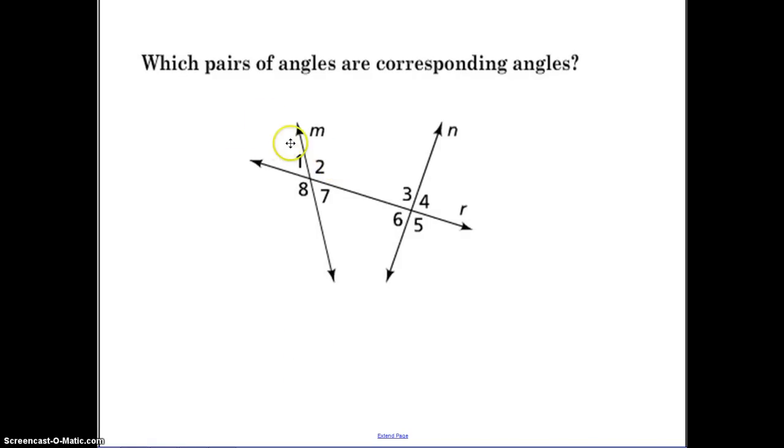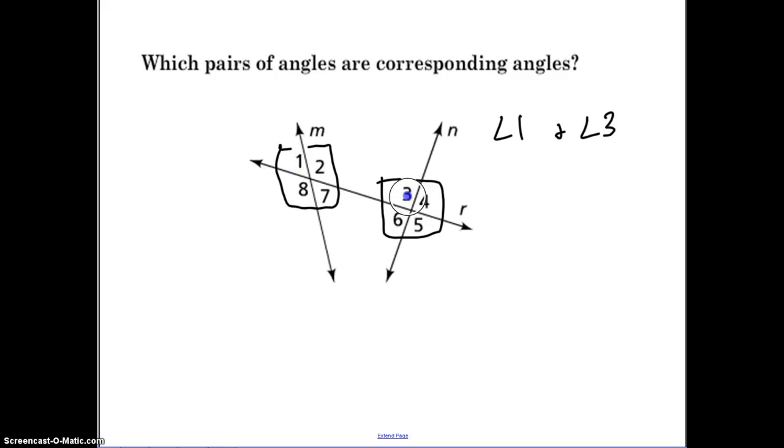Next up, we want to know out of this list which ones are corresponding. So again, I want to look at this as a group of 4, and I want to look at this one as a group of 4. And 1 is on the top left, so I want to know which one's on the top left here. Well, that's 3. So I know angle 1 and angle 3 are a pair of corresponding angles.